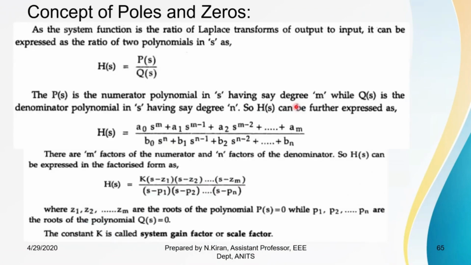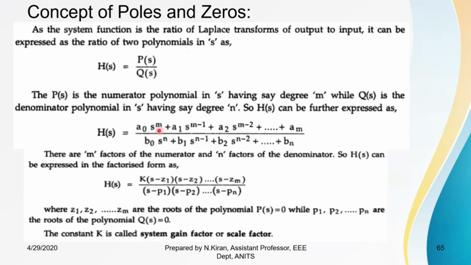So let us consider a function H(s), which is the Laplace transform of output by the Laplace transform of input. Here, let us assume the output polynomial to be P(s) and the input polynomial to be Q(s). So P(s) I can write as a0 s^m plus a1 s^(m-1) plus a2 s^(m-2) plus, and so on, to am. Similarly, Q(s) I can write as b0 s^n plus b1 s^(n-1) plus, and so on, till bn.